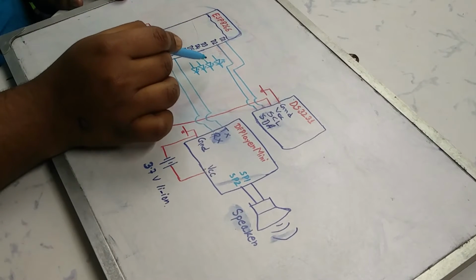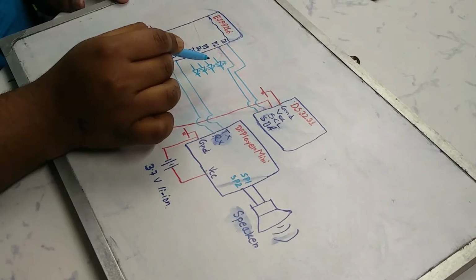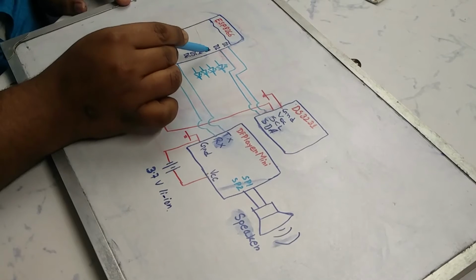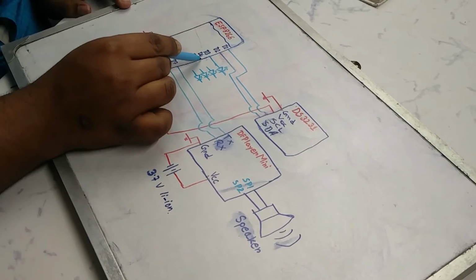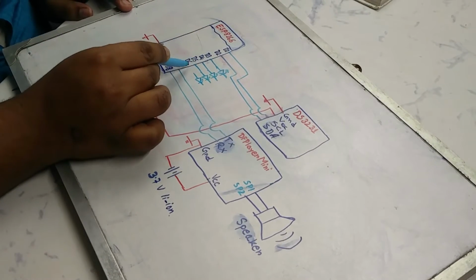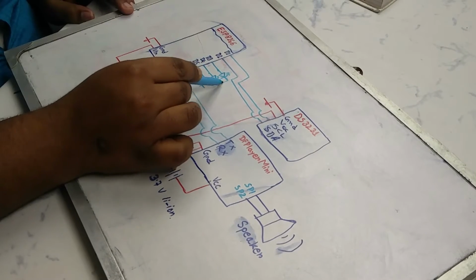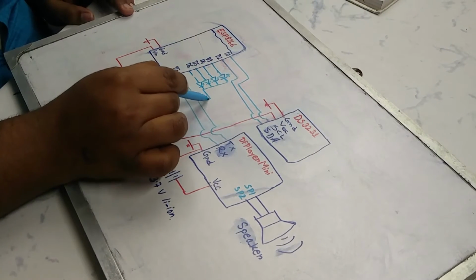I used red, green, yellow, and blue LEDs for different medicine. So the LEDs will connect to D3, D4, D5 and D6. The cathode of all LEDs should be grounded.